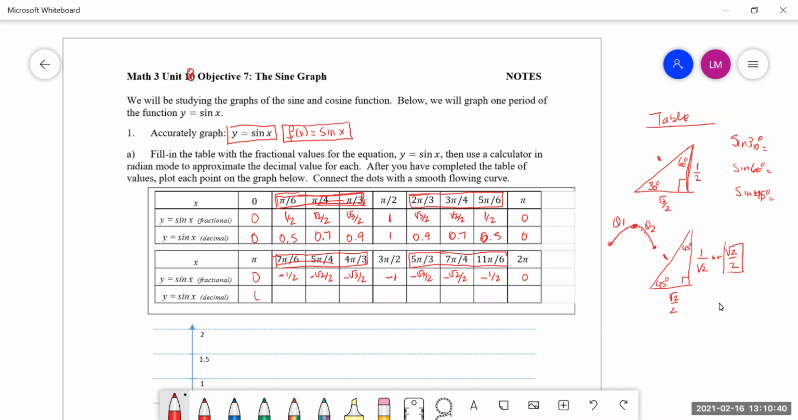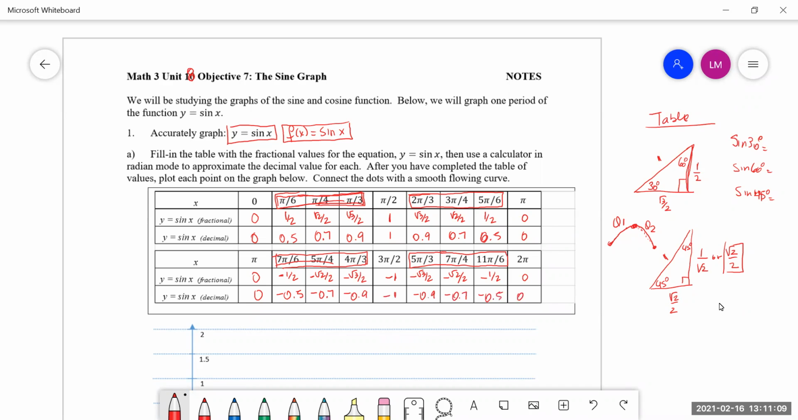Okay, let's do the same exact values, but now it's negative. 0 divided by 0 is 0. A negative 1/2 is negative 0.5. This would be negative 0.7. This would be negative 0.9. So it's the same numbers, but it's negative. Interesting. In quadrant 3. And then negative 1 divided by 1 is just negative 1. This negative square root 3 over 2 would be negative 0.9. Then negative 0.7. Then negative 0.5, and then a 0.